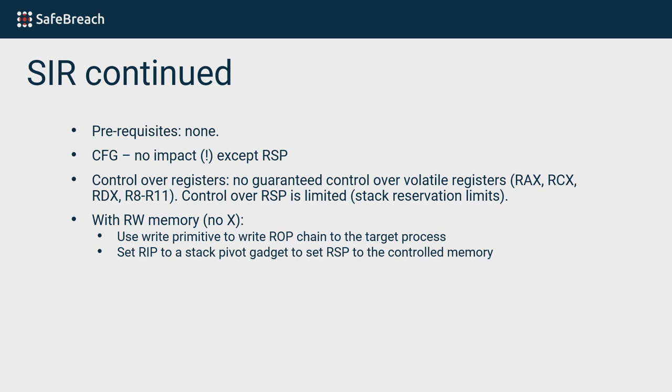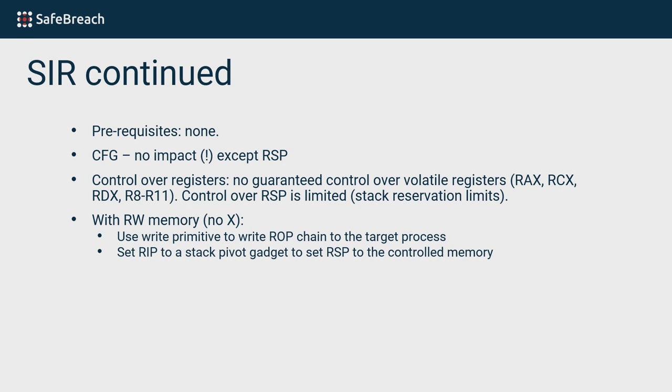In some processes, we could exert control over all registers using SetThreadContext. In other processes, more interesting processes, I admit, we could not control the volatile registers: RAX, RCX, RDX, and R8 to R11. The reason why some processes are more controllable and some are less controllable is somewhat of a puzzle to me, and probably requires more research, or maybe there's something I'm missing. At any rate, our assumption is that we have no control over the volatile registers, and as I mentioned earlier, control over RSP is limited to stack reservation.